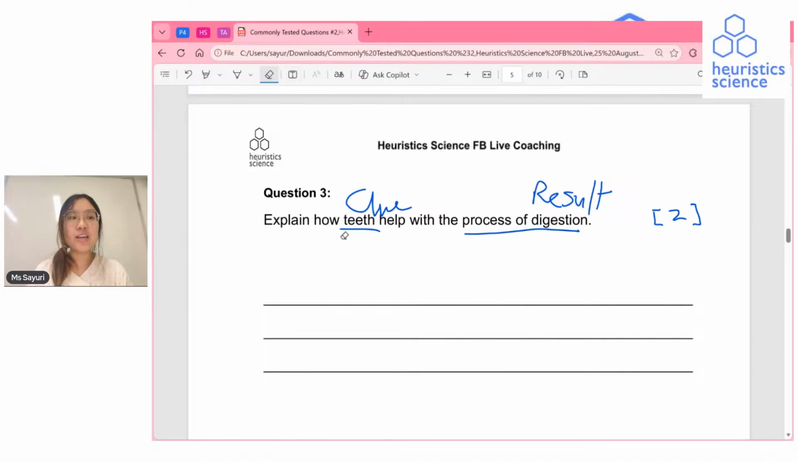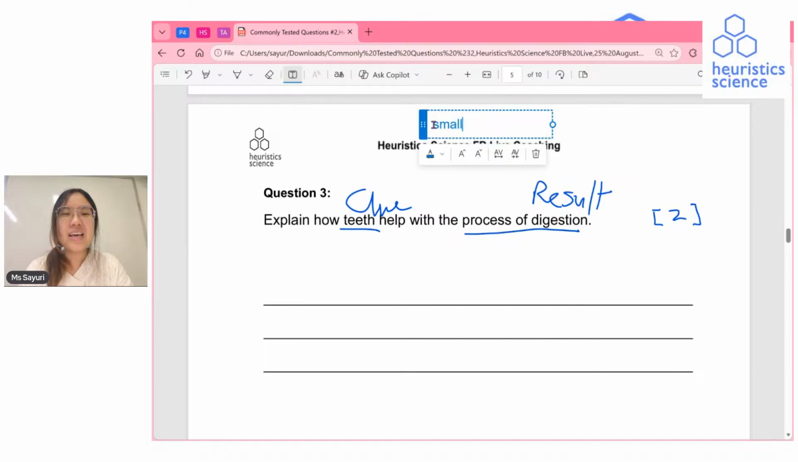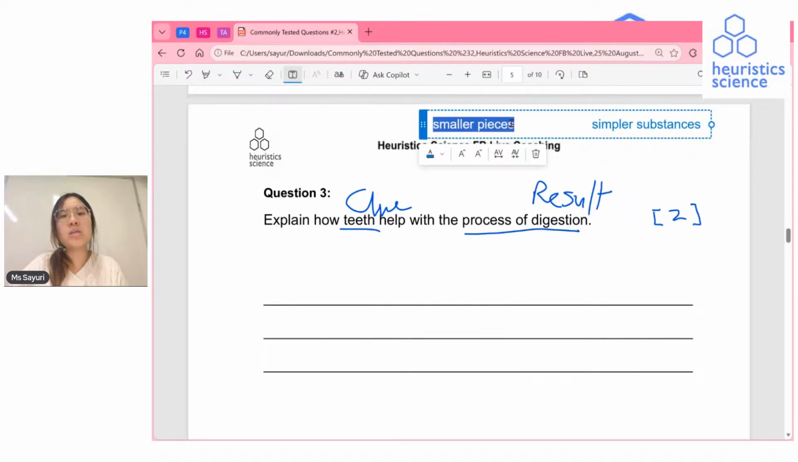Okay, so teeth, remember, teeth is like a knife. It doesn't digest food. It only makes it smaller. The difference between simpler substances and smaller pieces, you all cannot mix up. Simpler substances is so simple that your body can use it. For primary 5, primary 6 students here, use it for respiration. Whereas smaller pieces cannot be used by the body. It's small only, but it cannot be transported around the body to be used, to be released as energy. Okay, so you can think of it like this.